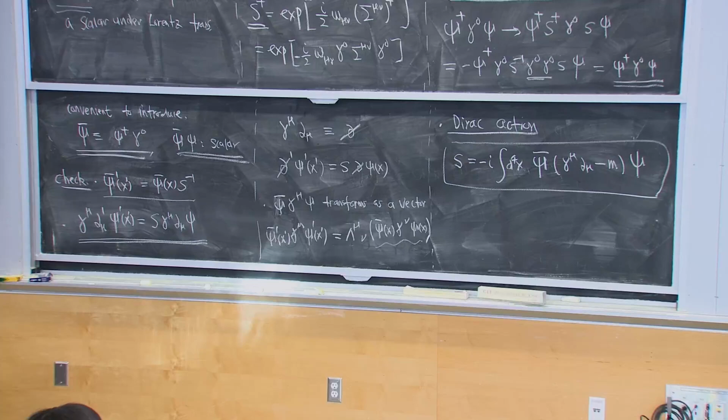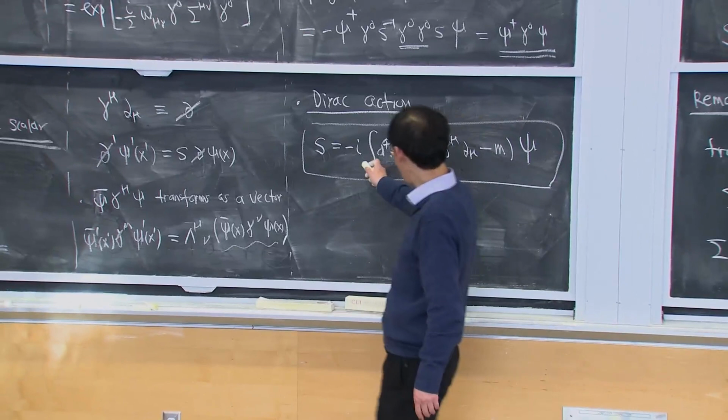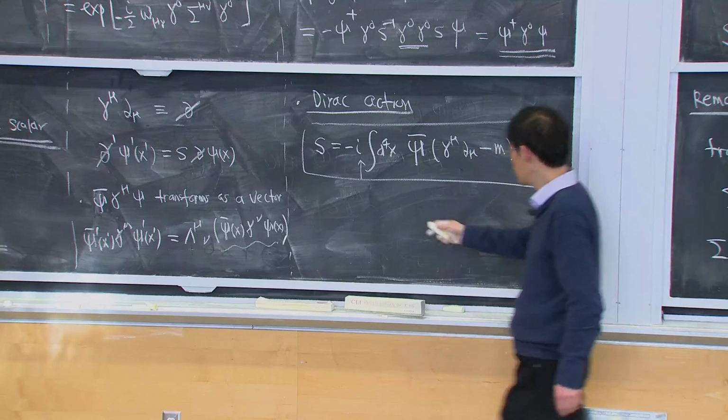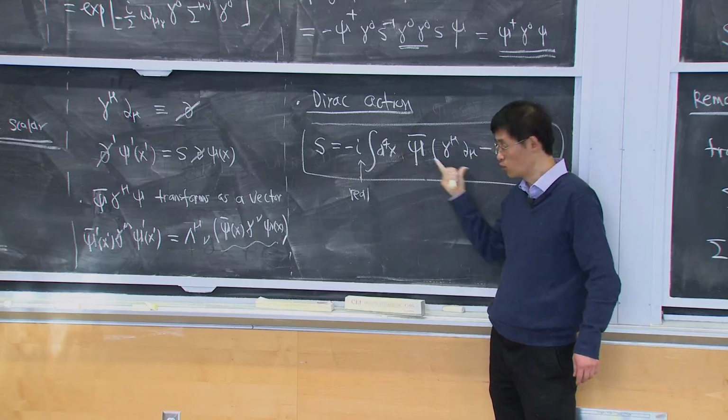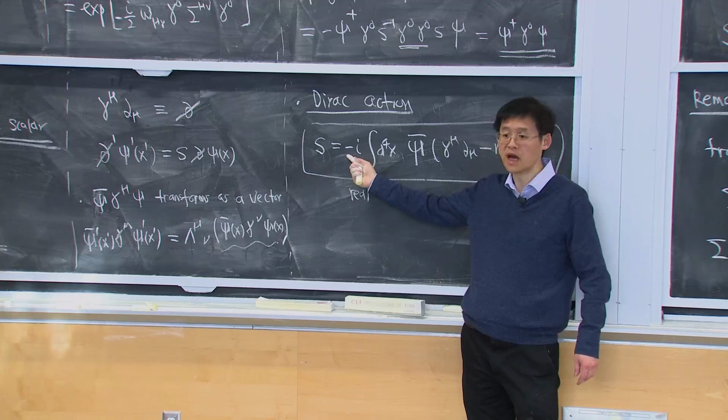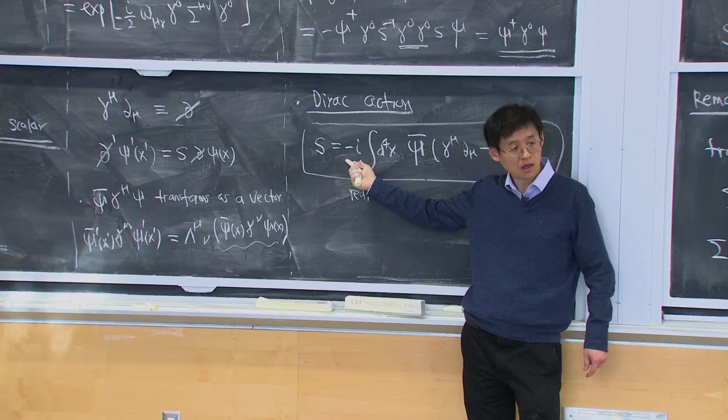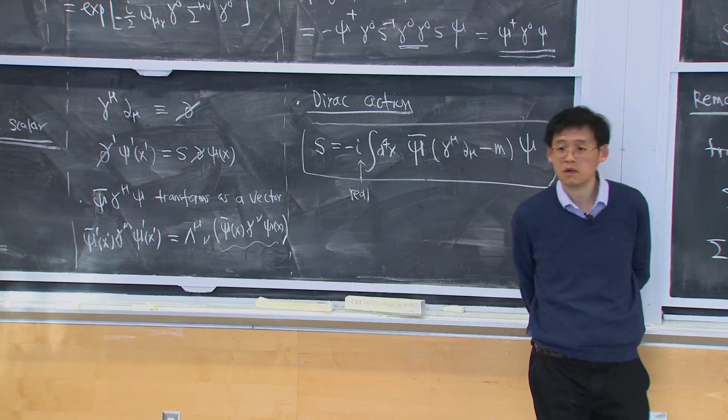The second thing is that this I here is to make the action real. Because you can show if you take the complex conjugate of this, you actually get a minus sign, so you need the I to make it real. And this minus sign cannot be explained now; we will talk about it later when we quantize the theory, and we see we actually need to put a minus sign here in the definition of psi bar as psi dagger gamma zero.